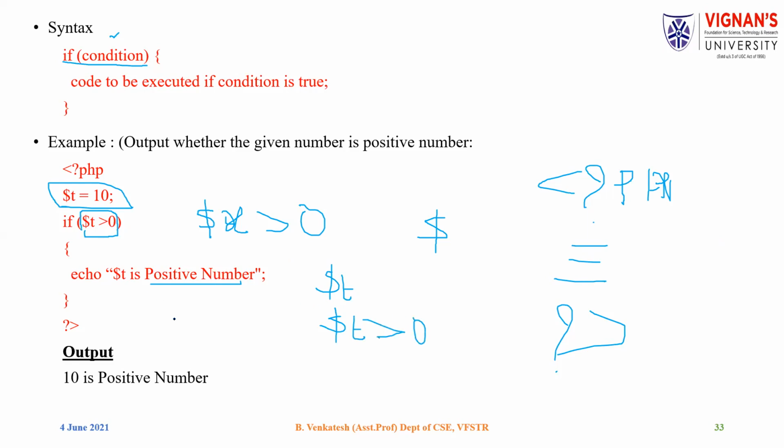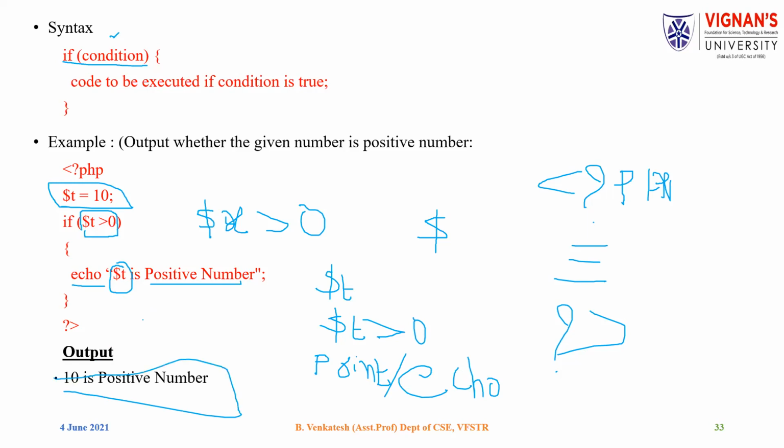If that condition matches, then we are printing. See here, instead of echo we can also use print. Another function which can be used is print. You can use either print or echo to print something onto the screen. I am printing with echo, and $t means printing the variable value. Here in this case it is 10. So 10 is a positive number, this is the output we are going to get.